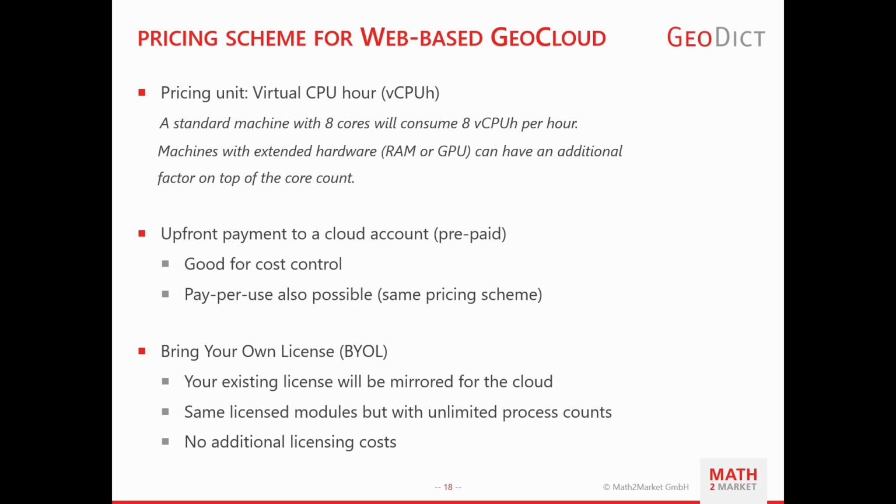The pricing model is based on a currency, if you will, called a virtual CPU hour. A standard machine with 8 cores will consume 8 vCPU hours per hour, and a machine with more cores will consume proportionally more. Machines which have additional hardware, for example more RAM or a GPU, can have additional factors applied on top of the core count.